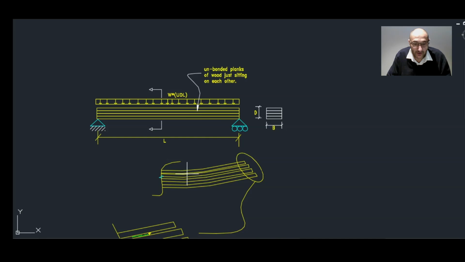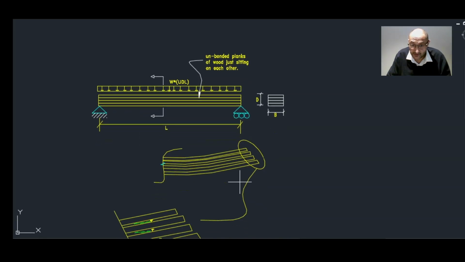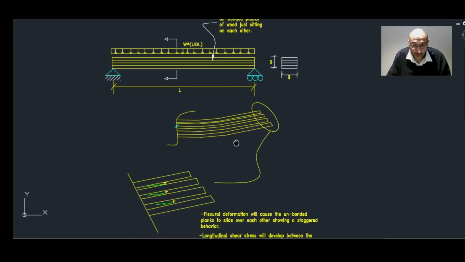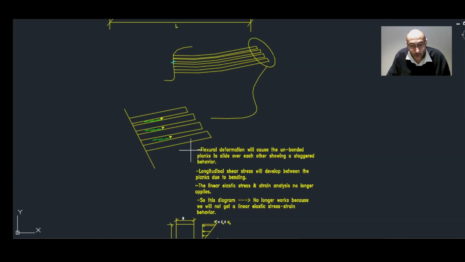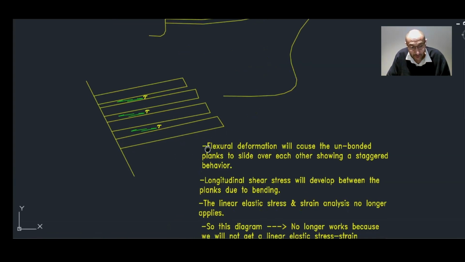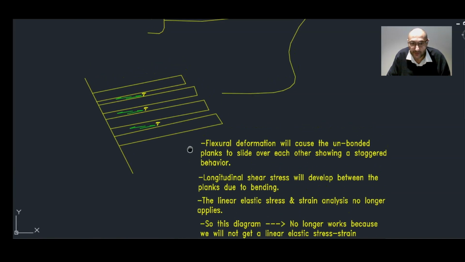Now, what do you think will happen if these unbonded planks of wood start bending under these applied loads? Have a think about it. Well, here we will get a flexural deformation. This flexural deformation will cause the unbonded planks to slide over each other, and they will have this weird looking staggered behavior.